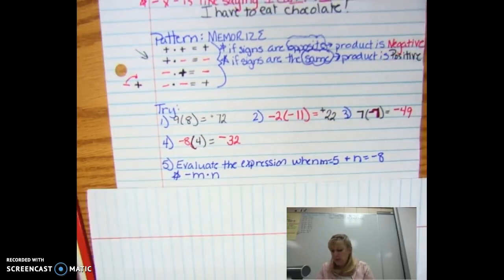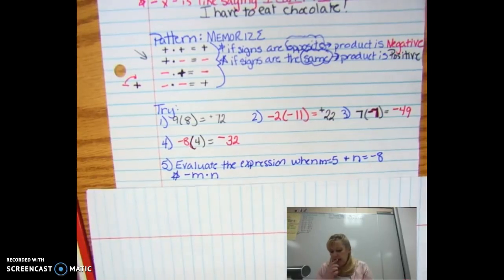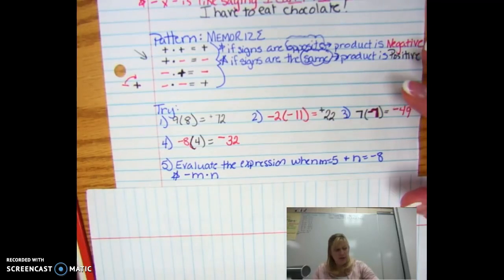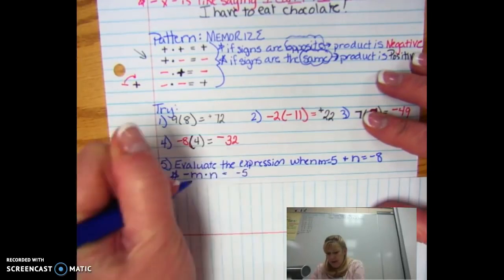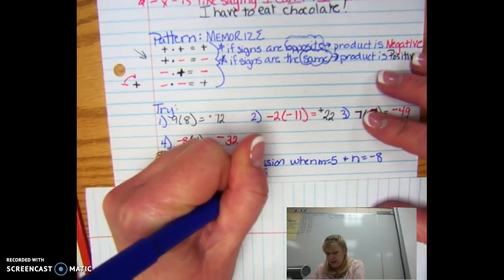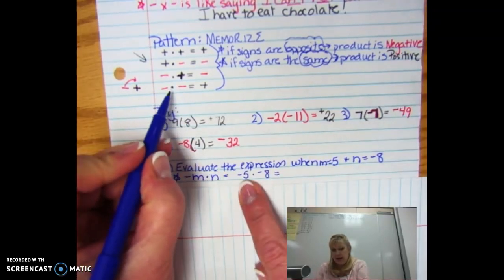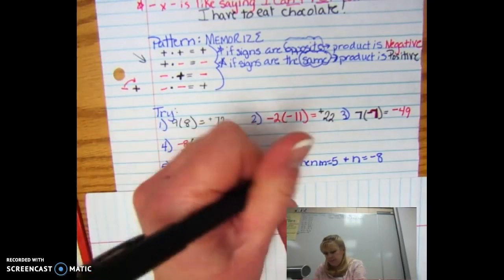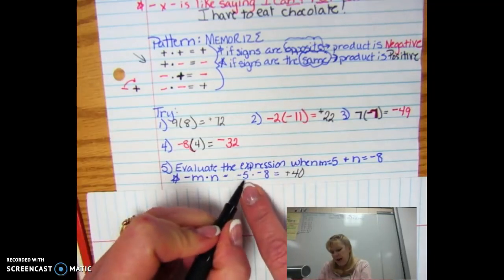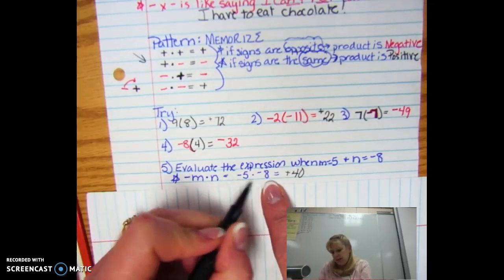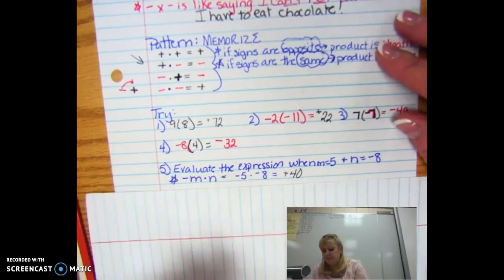Evaluate the expression when m is 5 and n is -8. So -m times n. So we are going to substitute in -5 times -8. Well, right here I'm looking and I see up here that negative times negative is going to be a positive, and 8 times 5 is 40. You could also say the opposite of 5 of the -8s. So that would be a -40, but then the opposite of that would be +40.